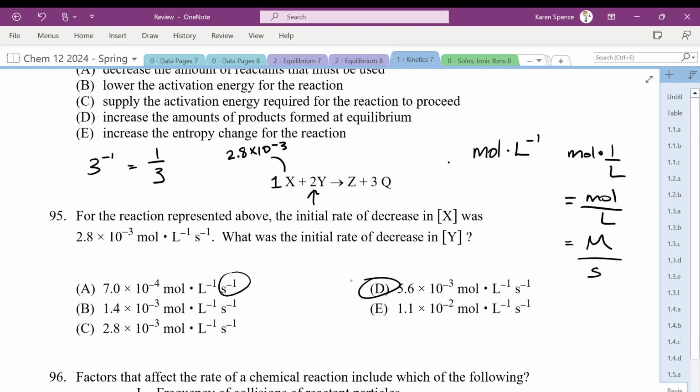Anything else? $12 on the written? Yeah.